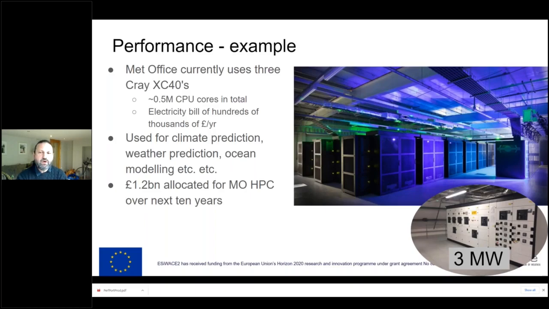One thing that is becoming more and more important is the cost of electricity. Electricity is going up and up, and you can see that there's a 3 megawatt substation there to support this, and that's becoming more and more true. This machine is just used for climate prediction, weather prediction, ocean modelling, etc. It's dedicated to that. And last year they were allocated quite a large amount of money over the next 10 years to continue developing and getting new machines, going forward with increased resolution and better modelling.